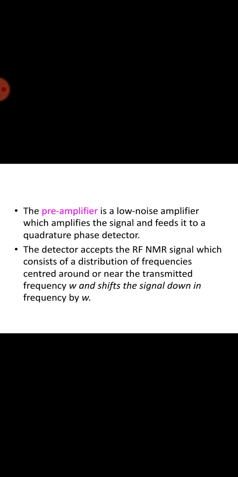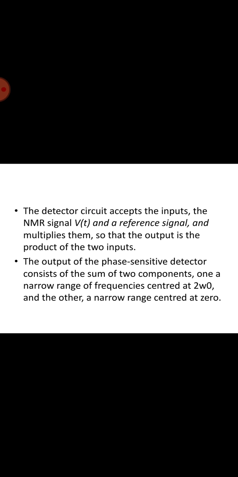And the pre-amplifier is a low noise amplifier which amplifies the signal and feeds it into a quadrature phase detector. The detector accepts the RF NMR signals, which consist of a distribution of frequencies centered around or near the transmitted frequency omega, and shifts the signals down in frequency by omega. The detector circuit accepts the input NMR signal V of t and a reference signal, and multiplies them so that the output is the product of the two inputs.